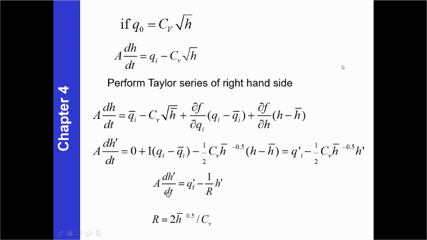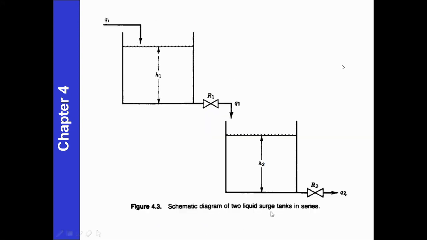In short, we have A dH dash over dt equal to Qi dash minus 1 over R times H dash, and therefore R equals 2 H bar to the power of 0.5 over CV.